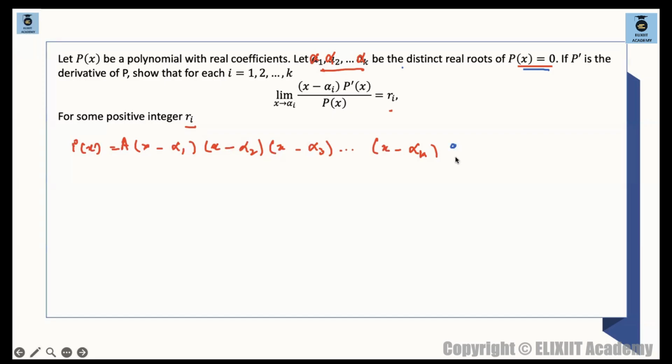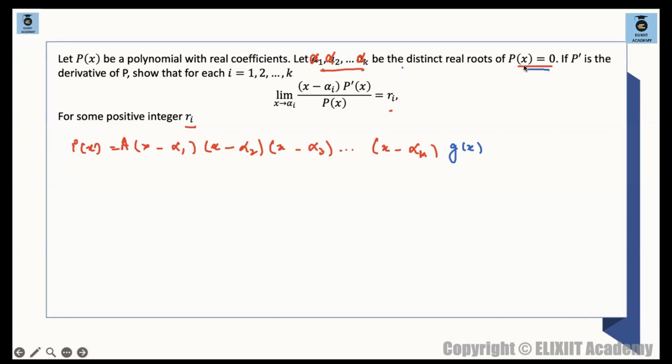So multiplied by g(x). Also, these roots can be repeating as well. This is one more fact: they have said distinct real roots of P(x), but the roots can be repeating. Some of the roots can be repeating, some of them are not. You never know this. Some of the roots are repeating.